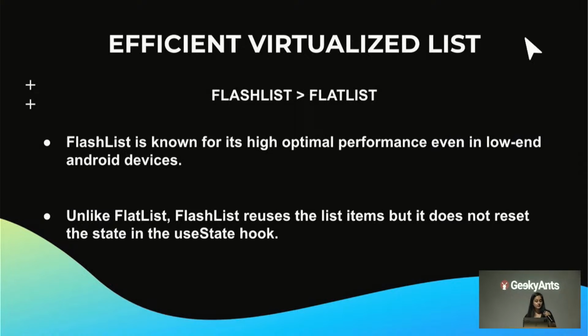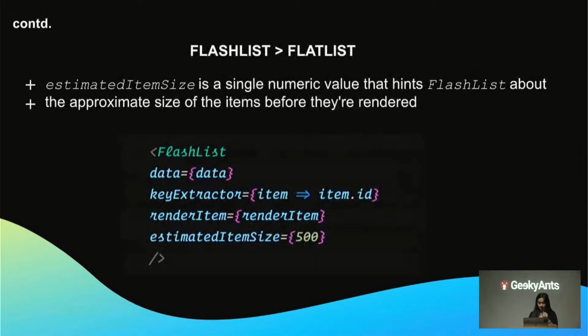And unlike FlatList, FlashList uses the list items, but it does not reset the state in the useState hook. Now, we had recently discussed how useState affects our performance, our application, our components re-rendering. This would help us avoid that. So there's an additional property which I would like to point out in FlashList, which is an add-on feature after FlatList. That is estimatedItemSize.